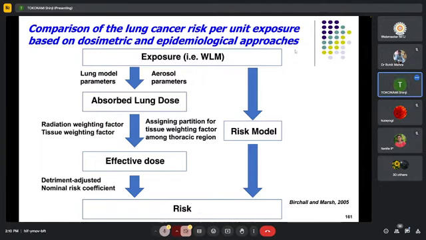This flow represents a dosimetric approach. On the right side, after getting the exposure values, using the risk model we just get a risk based on the epidemiology. This is the epidemiological approach.